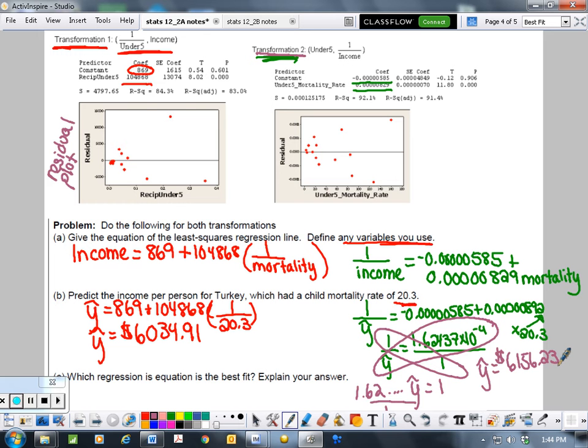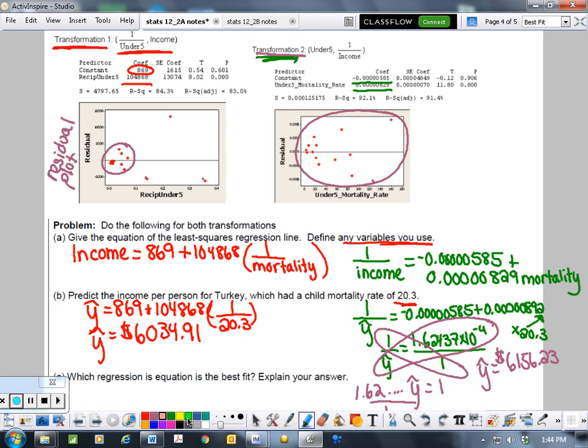Pretty darn close, both around $6,000, but which one is really the best fit? So how do we know? Well, when you look at the scatter plots, this one again has that bunching. We've got even more influential points over here. And then here we're still seeing some influential, but way more scattered. Not a lot of trumpeting, but maybe a little bit of trumpeting. But how do you tell the best?